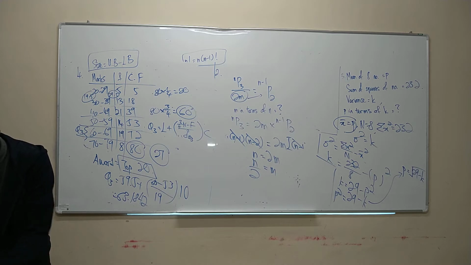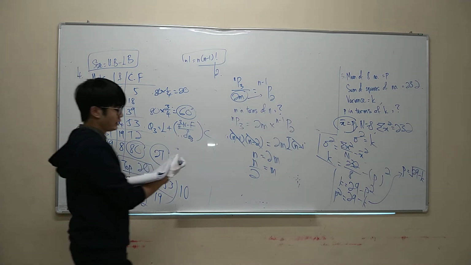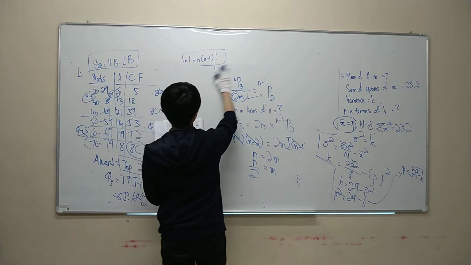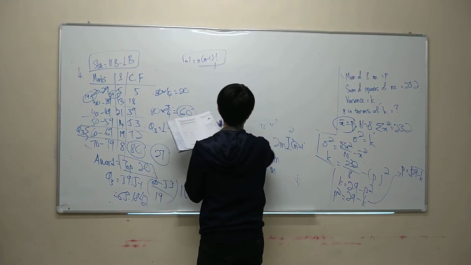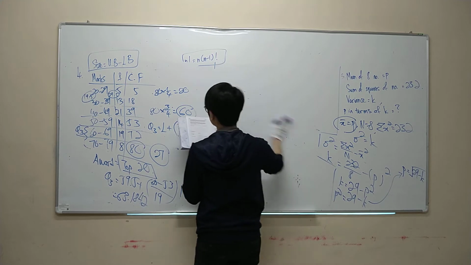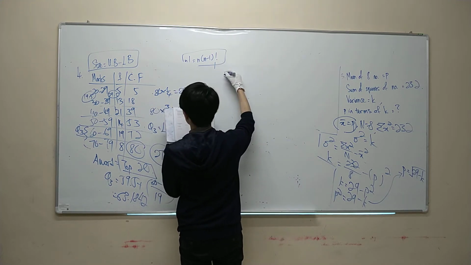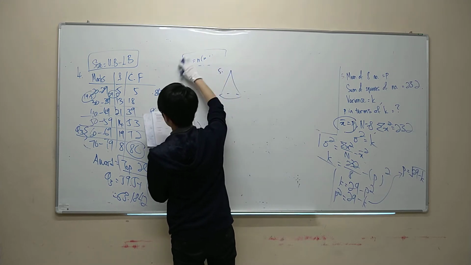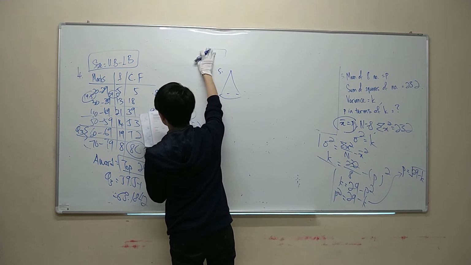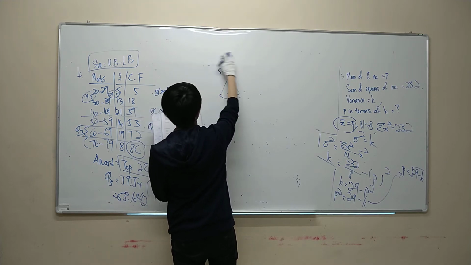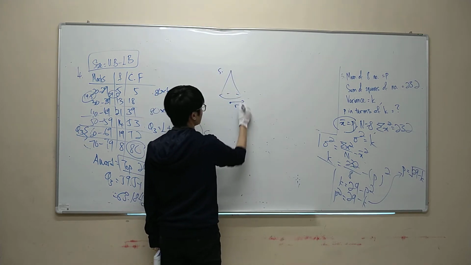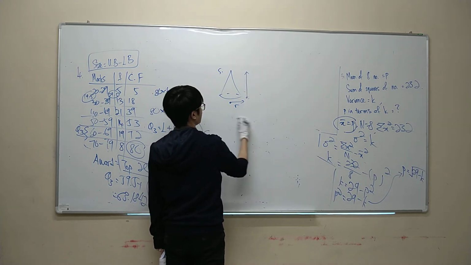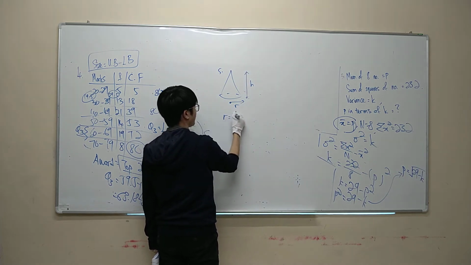So, number 5. So, number 5 is what? A conical container with radius which is half of its height is filled with water. So, a conical container. So I draw a cone, alright? So, this is number 5. So, they say what? The radius is half of its height. The radius is here. The height is here. The radius is half of its height.